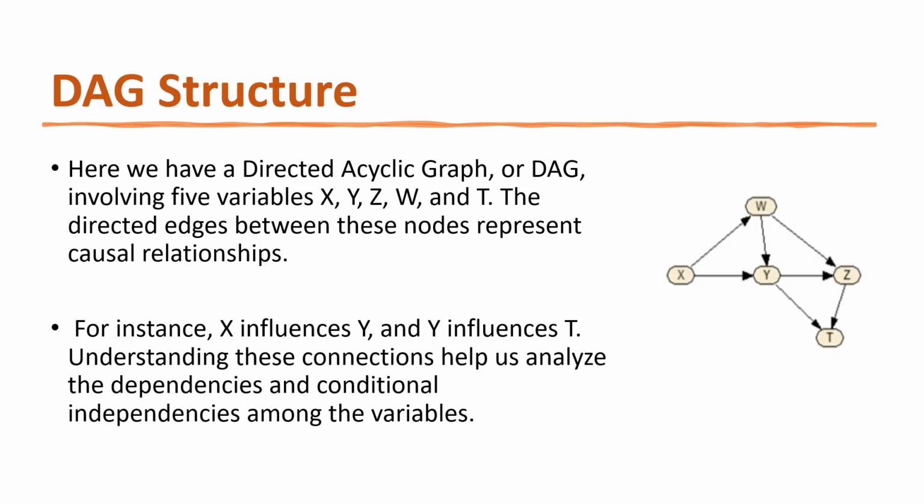So to further illustrate this, let's look at a specific DAG involving 5 variables. Here we have a directed acyclic graph involving 5 variables x, y, z, w and t. The directed edges between these nodes represent causal relationships. For instance, x influences y influences t. Understanding these connections helps us analyze the dependencies and conditional independencies among the variables.